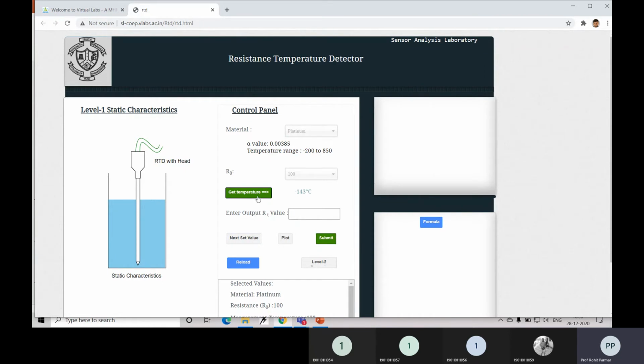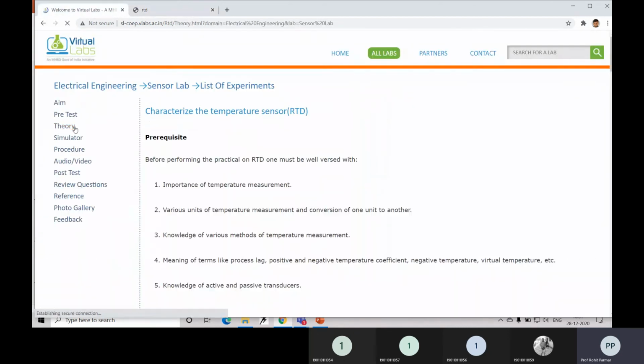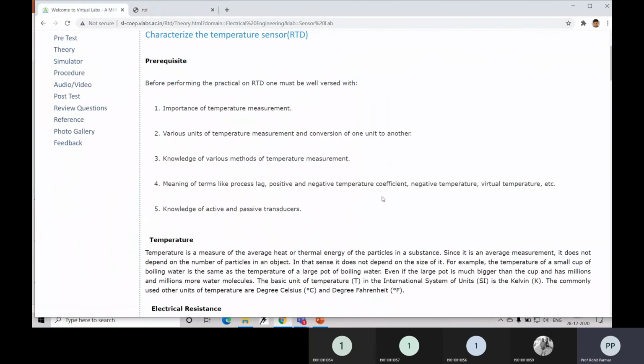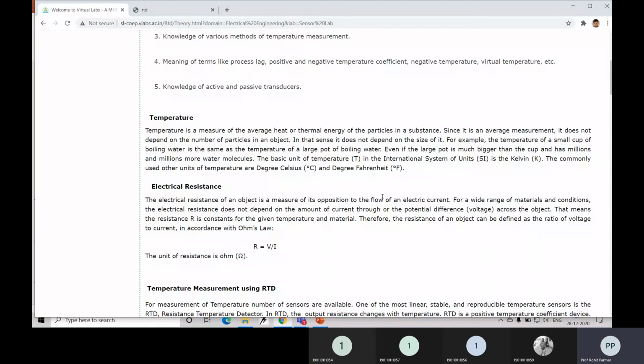Now it's minus 143, but in our observation, we are supposed to take positive value only. So now it's 140 degree. Then again calculate RT, click on the submit button, then set next value. This kind of 3 to 4 observations you can take. So you will get this kind of graph.